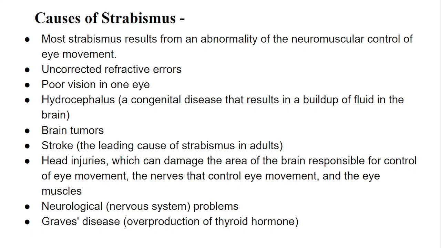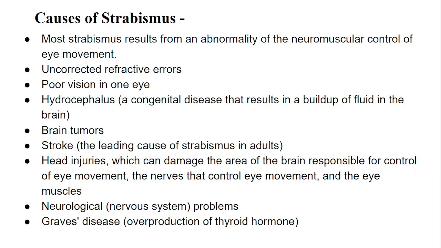Poor vision in one eye, also known as amblyopia, can also lead to strabismus. Congenital diseases such as hydrocephalus or cerebral palsy can cause strabismus. In some cases, a brain tumor, stroke, and head injury can also damage the nerves or muscles responsible for eye movement, leading to strabismus. Neurological problems such as myasthenia gravis or multiple sclerosis can affect the muscles that control eye movement, leading to strabismus.